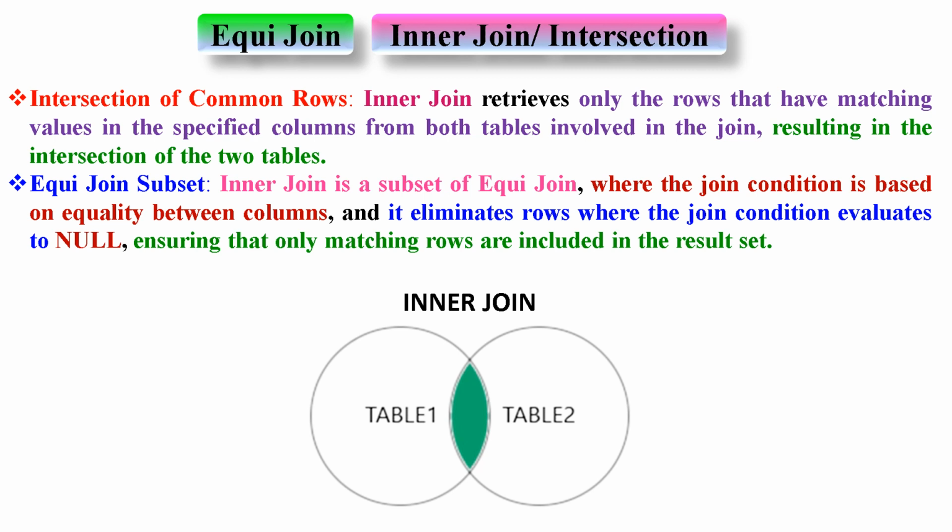Look at the picture below. The inner join is the intersection of table 1 and table 2. Equi Join subset. Inner join is a subset of Equi Join, where the join condition is based on equality between columns, and it eliminates rows where the join condition evaluates to null, ensuring that only matching rows are included in the result set.